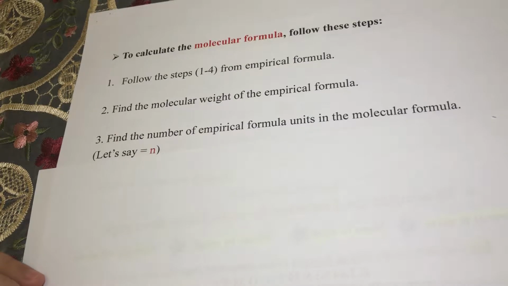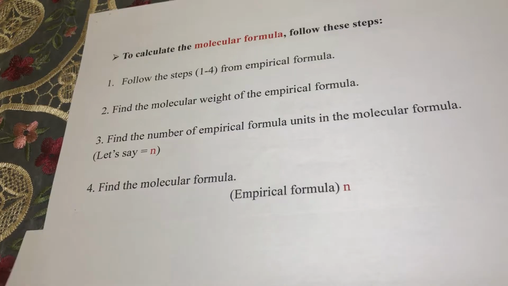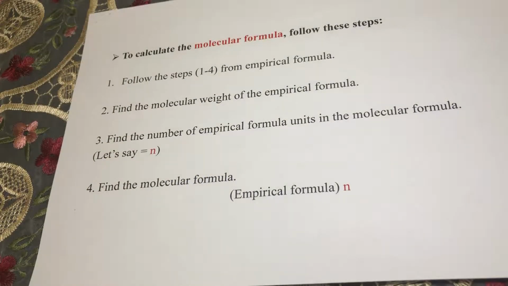Number 3, find the number of empirical formula units in the molecular formula, let's say n. The molecular formula is a multiple of the empirical formula. Divide this number by the molecular weight of the empirical formula to find the number of empirical formula units that make up the compound, and we also call it n. The last one, find n, and after that we multiply the empirical formula times n.